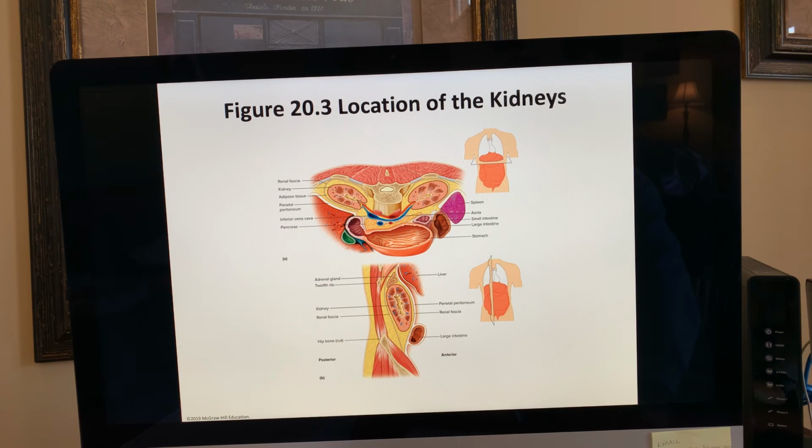This is a diagram showing how the kidneys sit in the retroperitoneal space. You can see this is a kidney here, this is a kidney here, and they do not exist in the abdominal cavity, but they exist posterior to the parietal peritoneum near the deep muscles of the back.